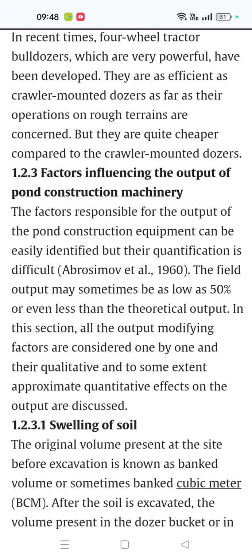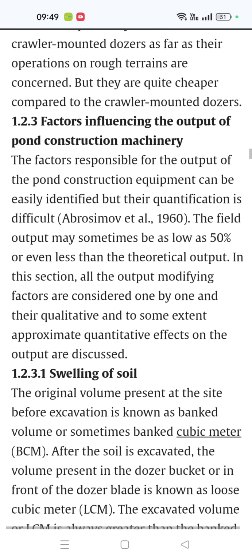1.2.3 Factors influencing the output of pond construction machinery. The factors responsible for the output of the pond construction equipment can be easily identified, but their quantification is difficult.